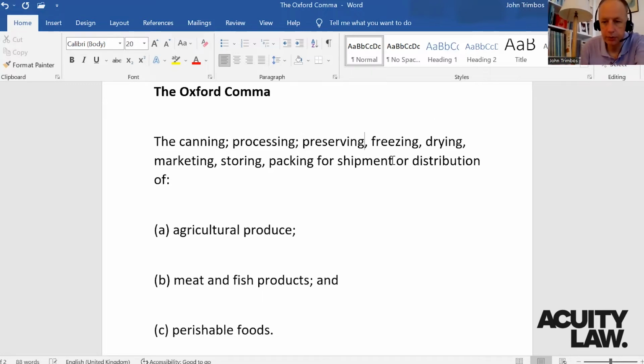So all of these commas here were then upgraded to semicolon status. And semicolons, of course, are reckoned to be stronger than commas, maybe halfway in strength between a comma and a full stop. So here we go, storing, semicolon, and then they inserted a semicolon after shipment. There you go, packing for shipment, semicolon, or distribution of agricultural produce, meat and fish products, and so on. And with a semicolon in there, that does split it up, and that pretty much does the job. But it was an expensive mistake, $5 million, expensive mistake.